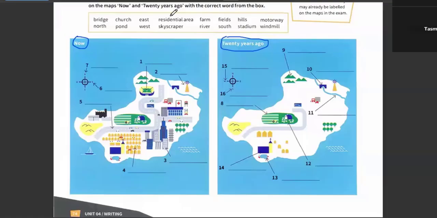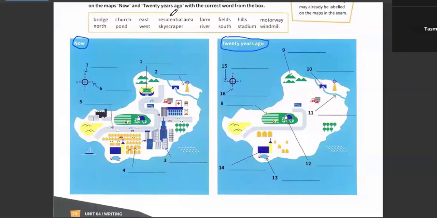Go on. Number one, stadium. Good. Two, windmill. Right. Three, skyscraper. Great. Four, residential area. Great. Five, motorway. Very good. Six, east. Good. Seven, north. Good. Eight, fields. Very good. Nine, hills. Great. Ten, bridge. Very good. Eleven, river.